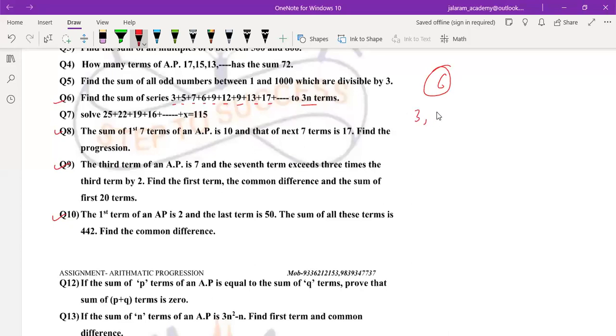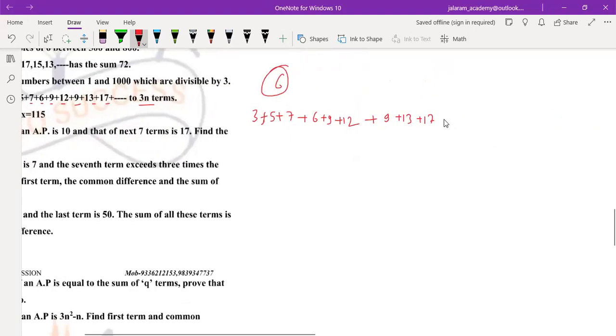This is a series: 3, 5, 7. 3 plus 5 plus 7. These 3 terms are in AP. Okay. Then next is 6 plus 9 plus 12. These 3 are also in AP. Next, 9 plus 13 plus 17. These 3 are also in AP. But if we count all of them, they are not in AP, right?